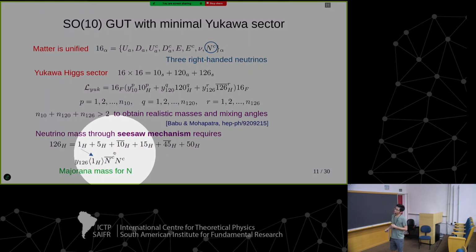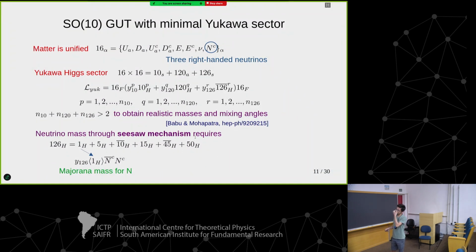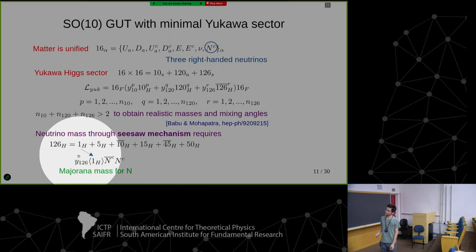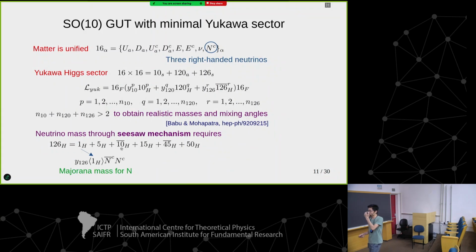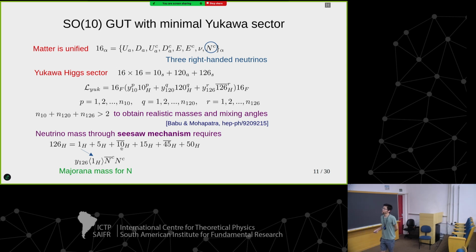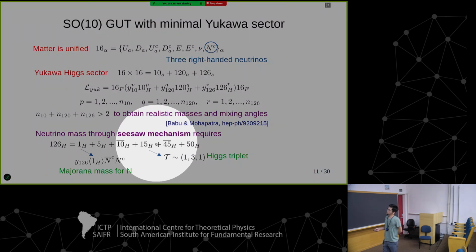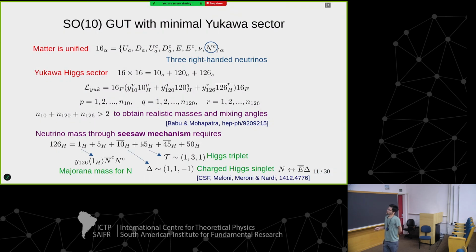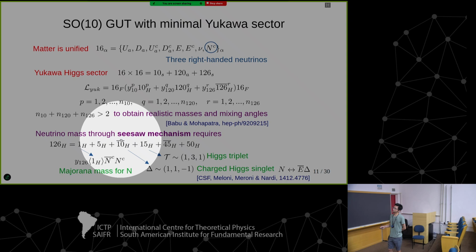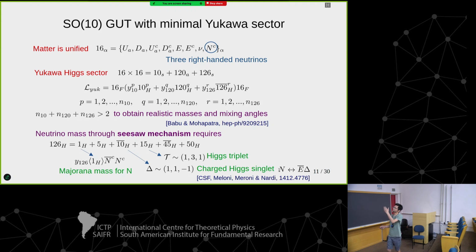For example, the 126, if you decompose it in terms of SU5, has 1 singlet. This singlet can get a VEV, so it gives rise to a Majorana mass, in principle a very heavy Majorana mass, for the right-handed neutrino. And then you have the Higgs triplet that I mentioned, which in principle is also heavy, so it lives here. And the singly charged Higgs singlet that I mentioned also lives in this 126. In principle this kind of process is possible if this guy is lighter than N, so you can have this kind of decay. Otherwise, you have the opposite: you decay to N and E. This is just one possibility that can be considered in this model, this process.